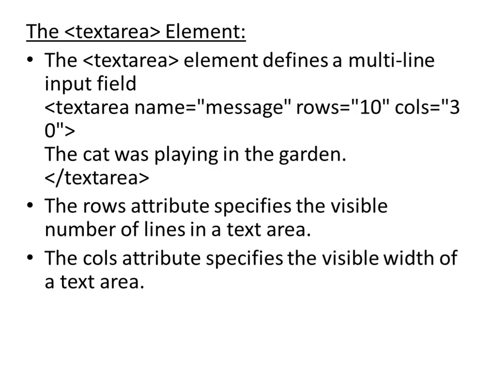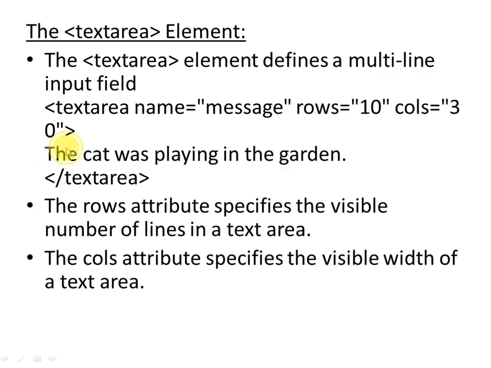And then the next thing, the textarea element. The textarea element defines a multiple-line input field. So textarea name equal to message, rows equal to 10 and columns equal to 30. We are declaring the rows and columns for the textarea. Within the textarea we have given the text as the cat was playing in the garden. The rows attribute specifies the visible number of lines in the textarea. And then the columns attribute specifies the visible width of the textarea.